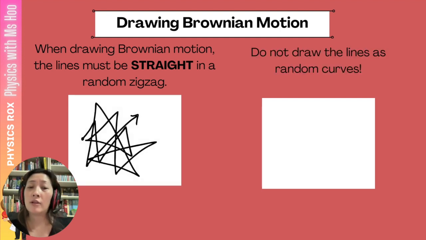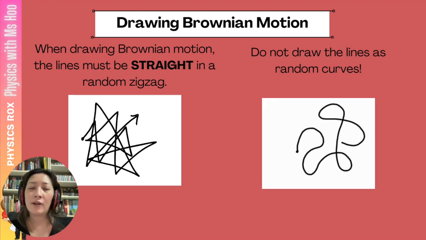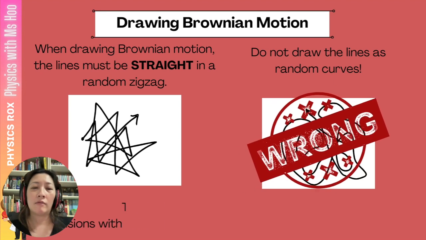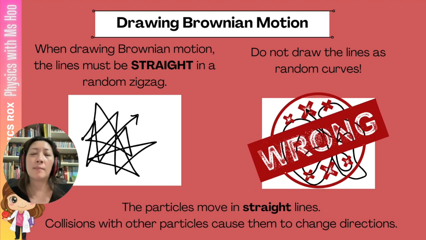Now, you must not draw the lines as random curves. So for example, if you're drawing it like this, a random curved line going here and there, that would be wrong because the particles are actually moving in straight lines. So it's the collision with other particles that cause them to change directions. So the particles are not moving in a curve, they're actually moving in random zigzags.